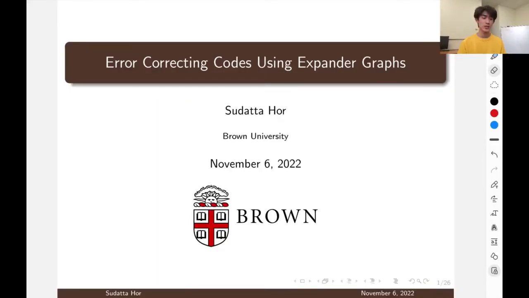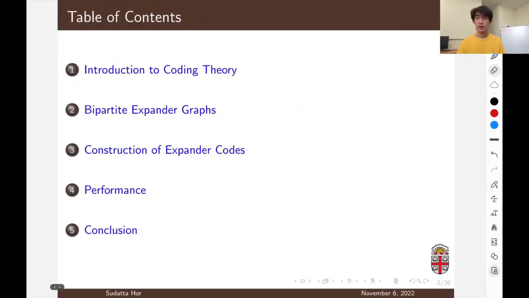Hi, I'm Sudatta Hor, and I'm going to be talking about error correcting codes using expander graphs. So, a quick rundown of the presentation. First, I'm going to give an introduction to coding theory, and I'm going to explain what bipartite expander graphs are, because this is an essential ingredient in our construction of these error correcting codes. Then I'll talk about the actual construction of these codes, and then prove some performance bounds on the codes.